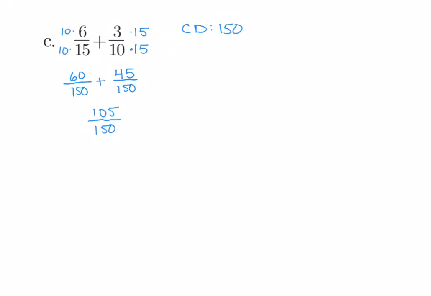From here I need to go ahead and simplify. So what can I divide by? Well, the first thing that I notice is 5. If I divide by 5, I get 21 over 30. This is not simplified, so we can go ahead and simplify further. We can divide by 3. And we get 7 over 10.